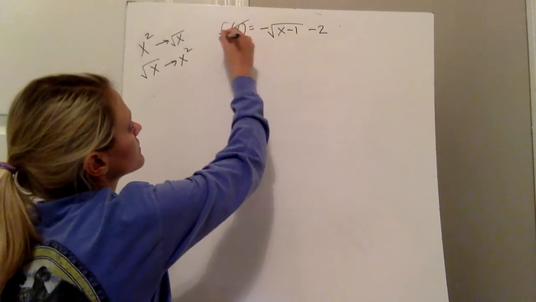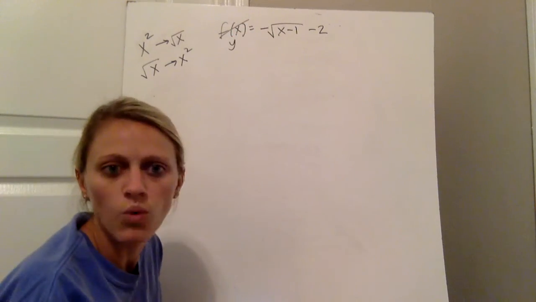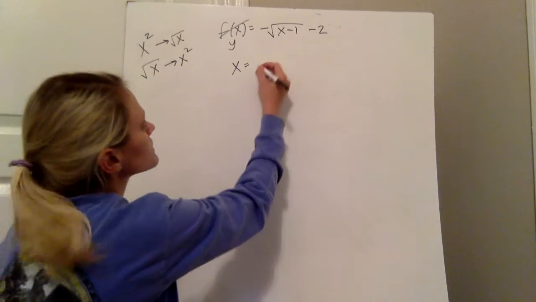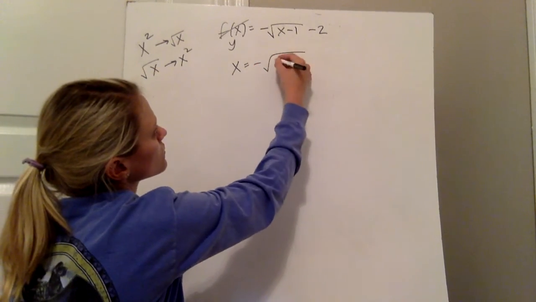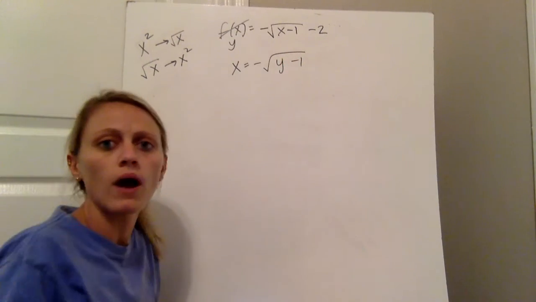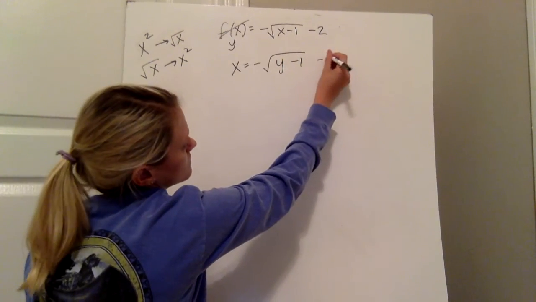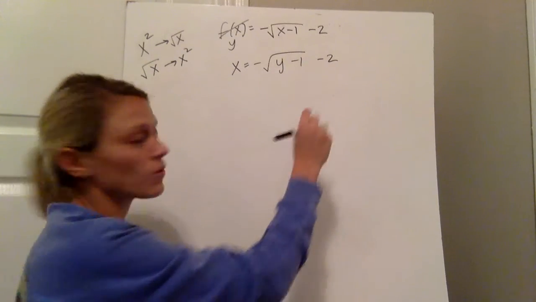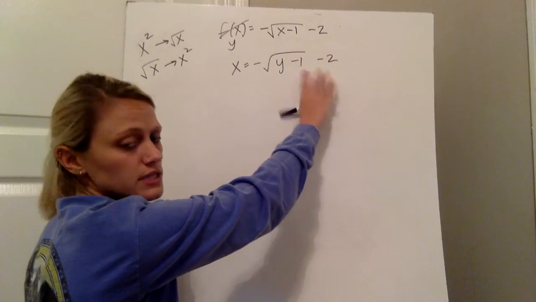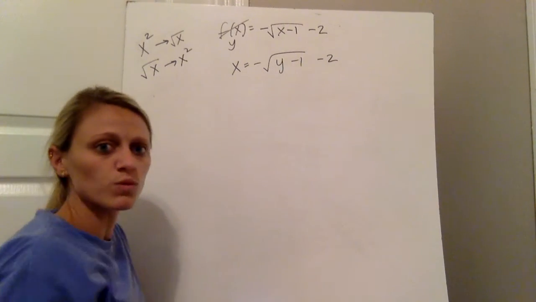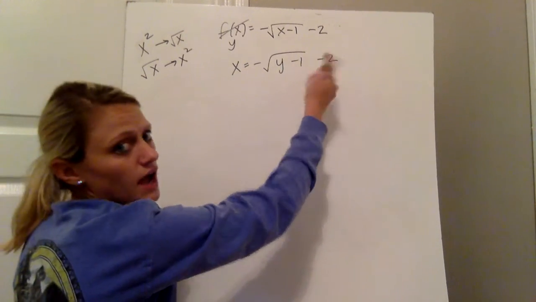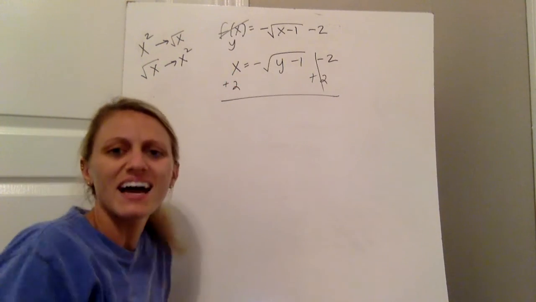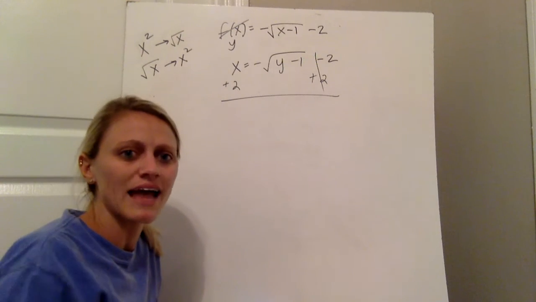My f of x, you guys know, is y. And then I'm going to switch my x and my y. So x equals negative square root of y minus 1 minus 2. Okay, so we're getting rid of the thing furthest away from the y, solving for y. That's the minus 2. It's kind of the outlier, so we'll move that over. It's being subtracted, obviously, so we will add it to both sides. Some of this stuff should be coming natural at this point.